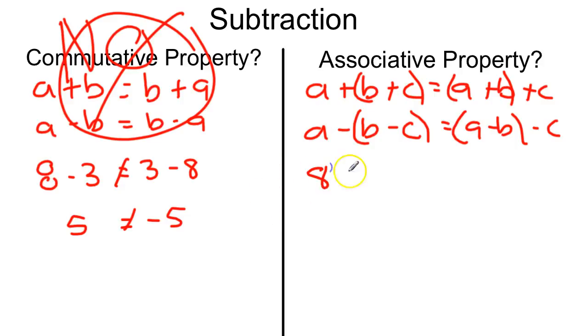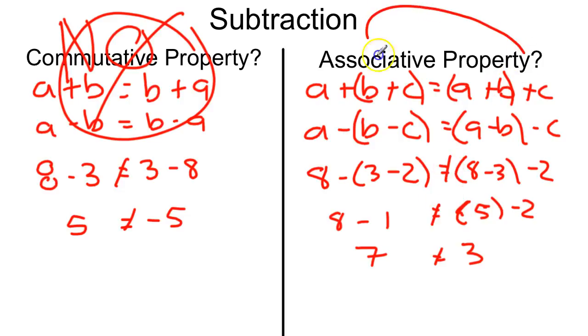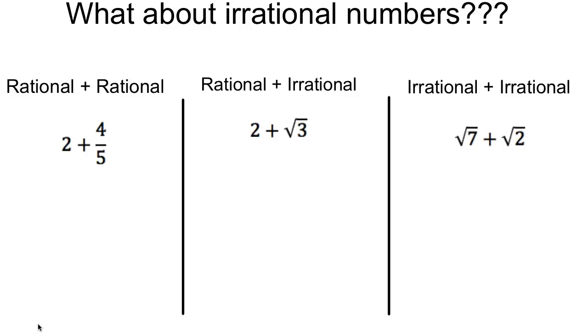So if I said 8 minus 3 minus 2, is that the same if I group them like this? 8 minus 3 minus 2. Well, 3 minus 2, that's 1. So I have 8 minus 1, and that's 7. Okay. 8 minus 3, that is 5, minus 2. 5 minus 2 is 3. So no, these are not equal. This is not true either. No, no, no, no.